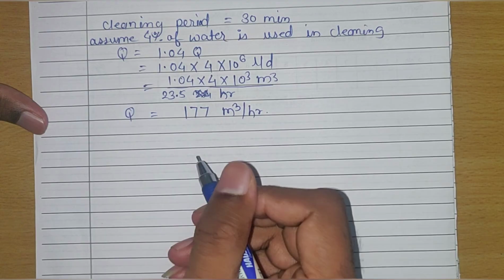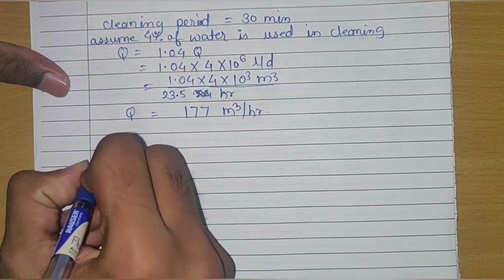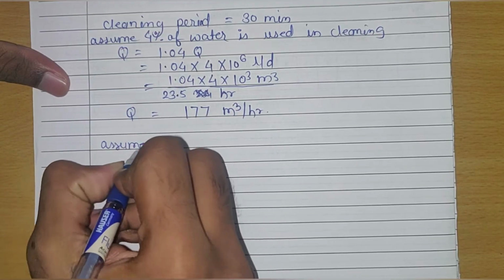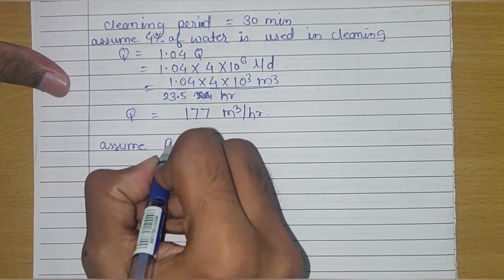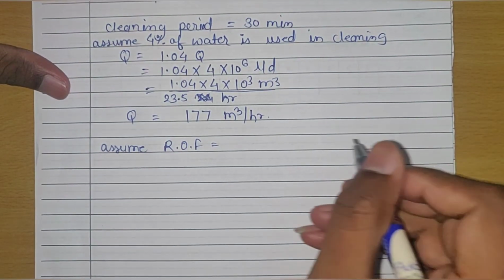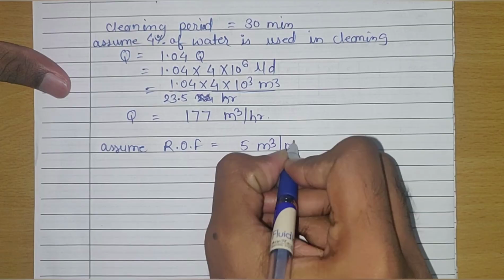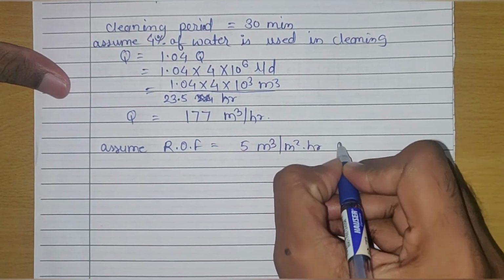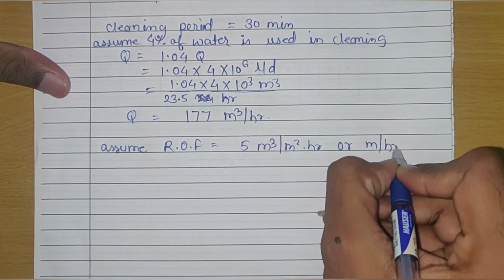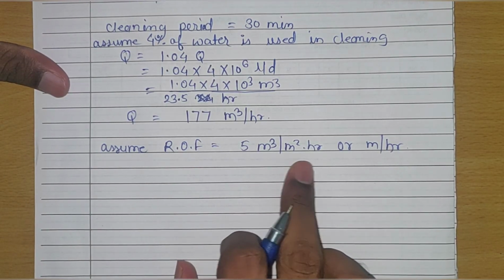So let's start the actual design of the rapid sand filter. So assume rate of filtration. Rate of filtration is, let's assume, 5 meter cube per meter square per hour, or it is considered as meter per hour. Okay, rate of filtration is 5 meter cube per meter square per hour.